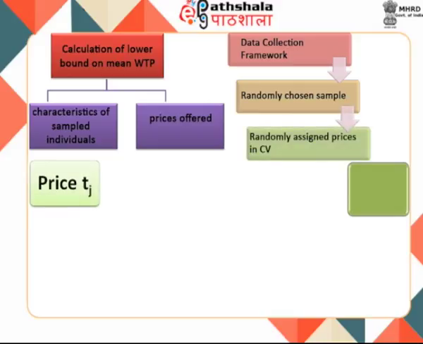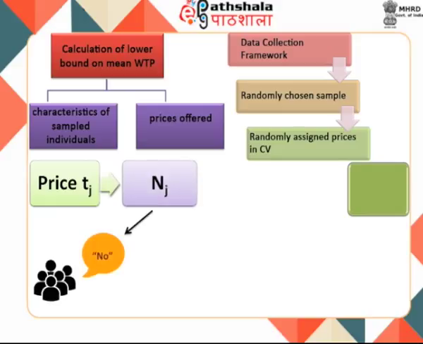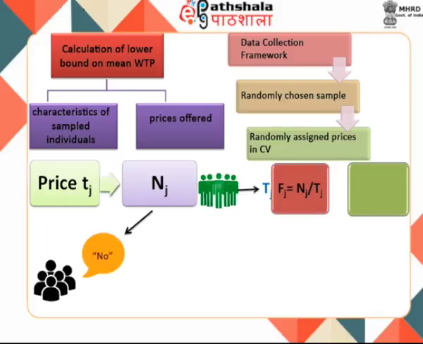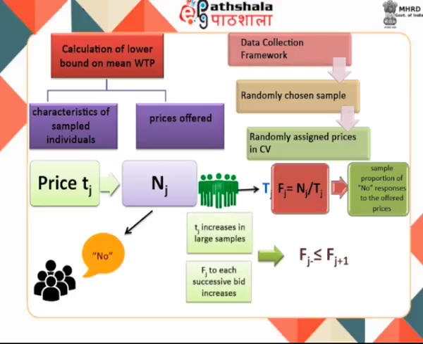For each price offered Tj, we call Nj the number of people whose response to the offered price was no. Tj is the total number of people offered price Tj. So, Fj equal to Nj/Tj gives the sample proportion of no responses to the offered prices. When the offered price increases in large samples, the proportion of no responses to each successive bid is expected to increase. That is, Fj is greater than or equal to Fj+1.